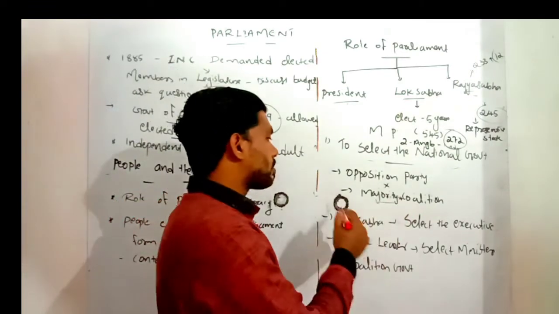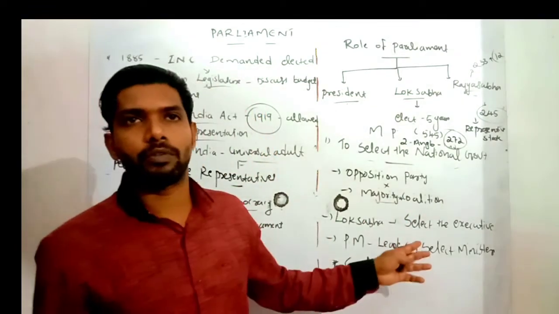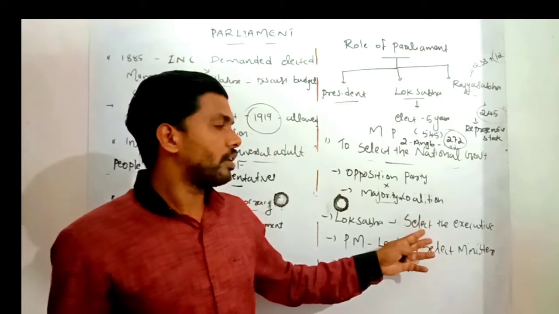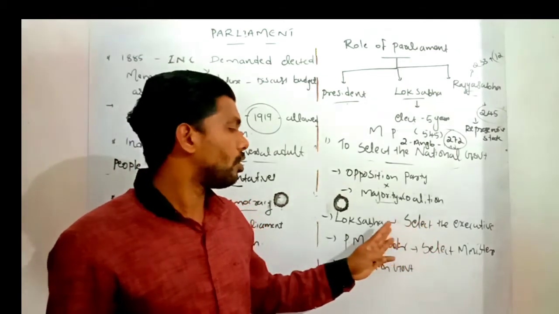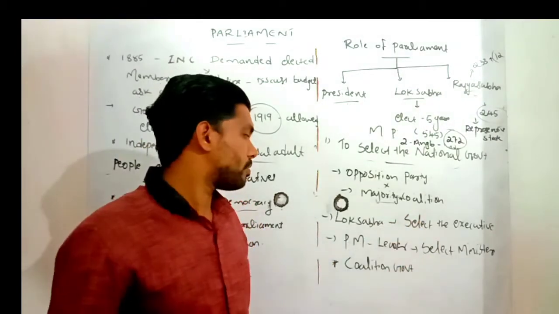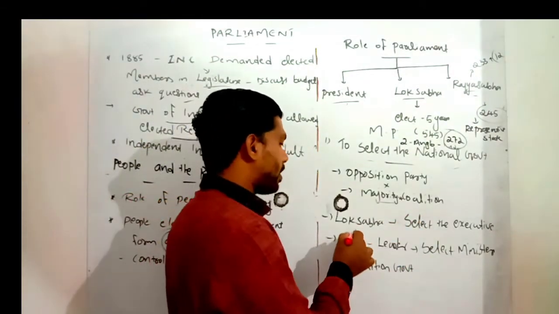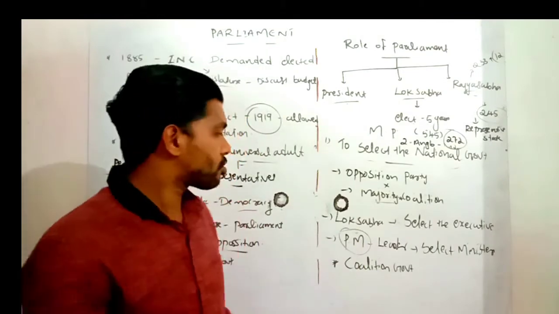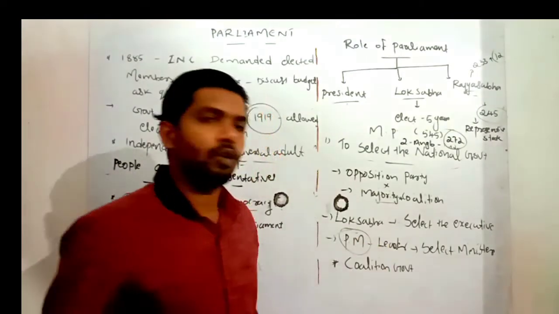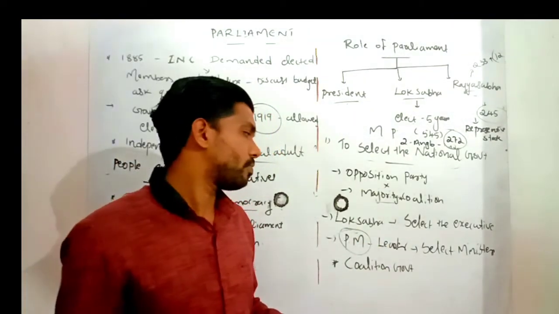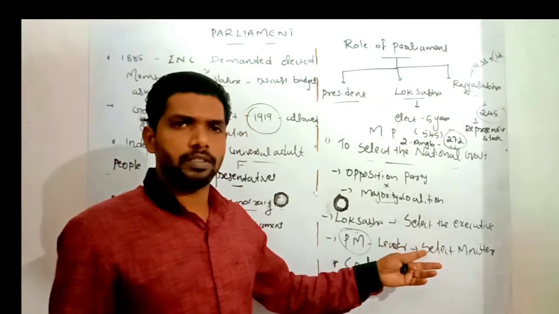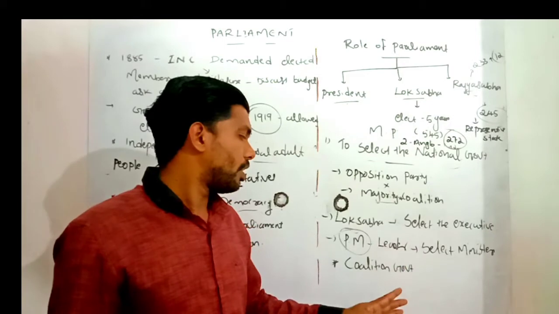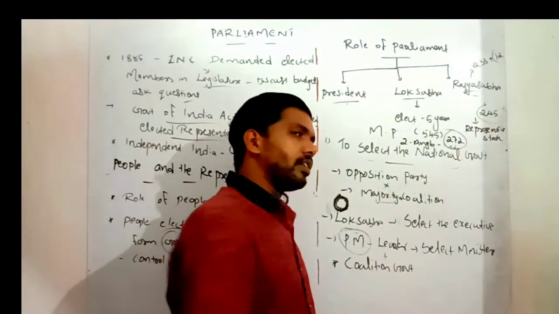And in Lok Sabha, the executive is selected. The executive executes the law. They will be members of the Lok Sabha and they become the ministers. Lok Sabha is headed by the Prime Minister. The Prime Minister is a powerful person from Lok Sabha, from the ruling party side, and he is the leader and selects the ministers from Lok Sabha.